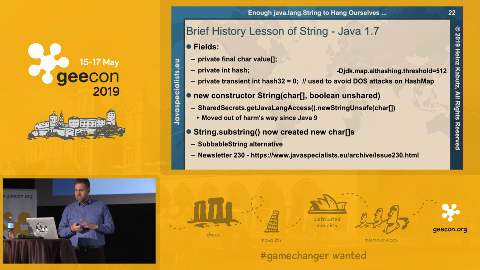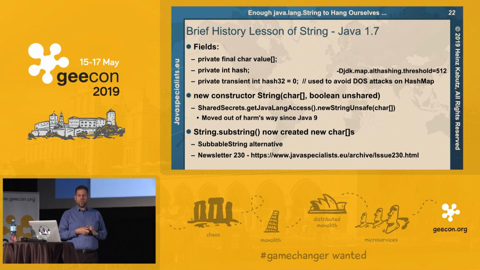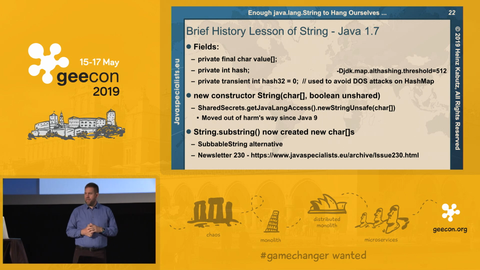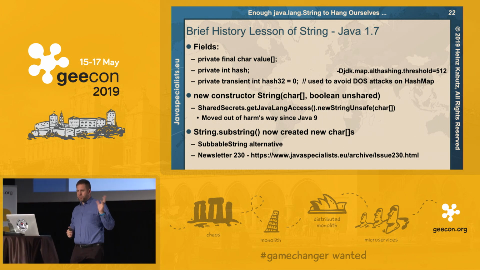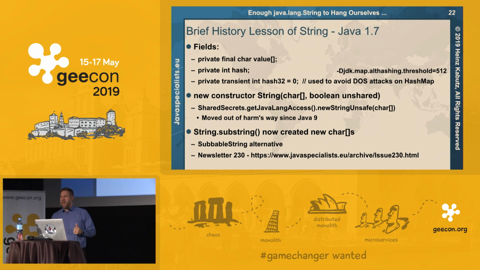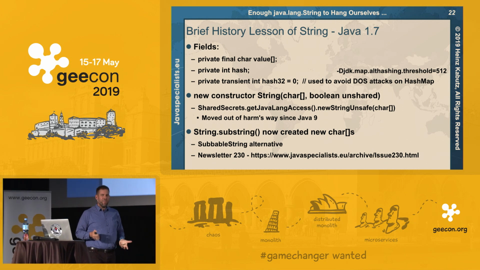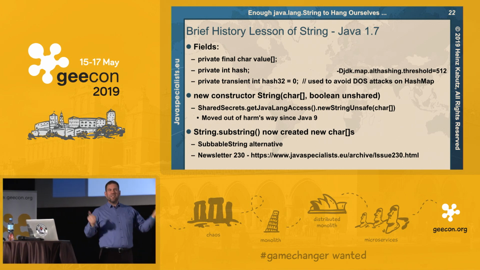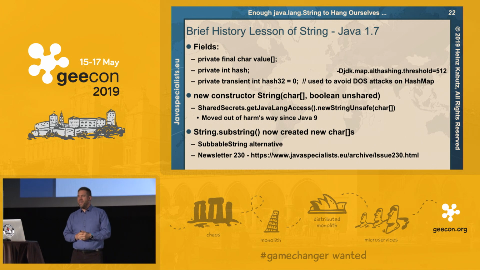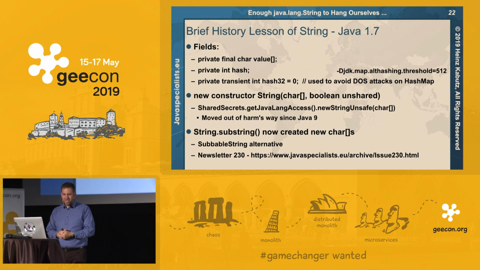They also had another constructor added with a char array and a Boolean. It was package access, so you shouldn't be able to call it directly from the outside. But there was a class called SharedSecrets, right? And calling something SharedSecrets is as bad as calling something Unsafe. When you call it names like that, Java programmers are going to say, how do I use that? Where can I get that? How can I use the SharedSecrets?